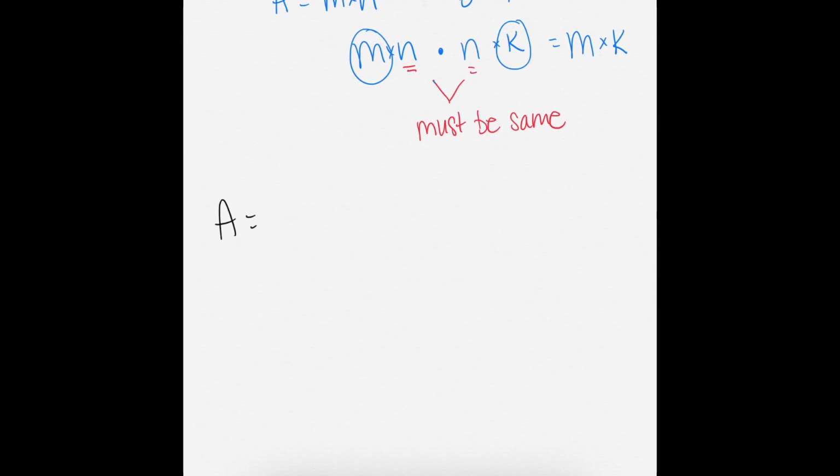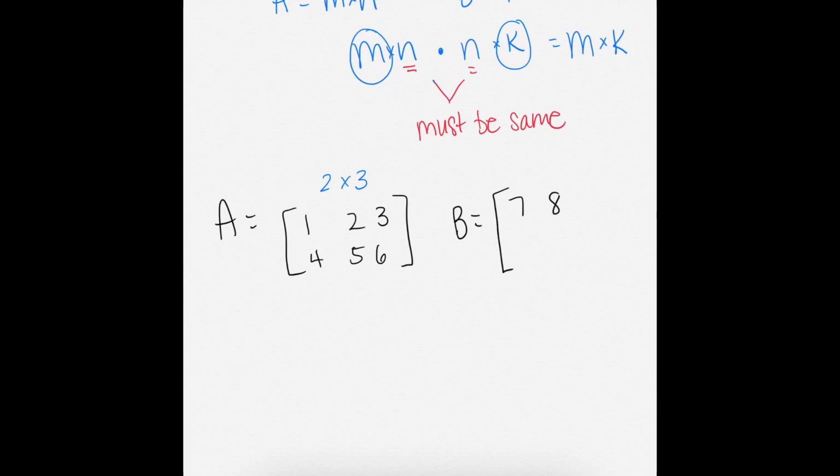Let's start out with A is equal to, we're going to call it 1, 2, 3, 4, 5, 6. Very creative. If we were in class, I'd ask you, what are the dimensions of this guy? You would say he's a 2 by 3. All right, then we're going to multiply by B. B, I'm going to make 7, 8, 9, 10, 11, 12.